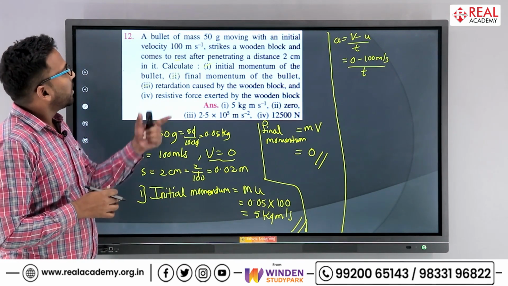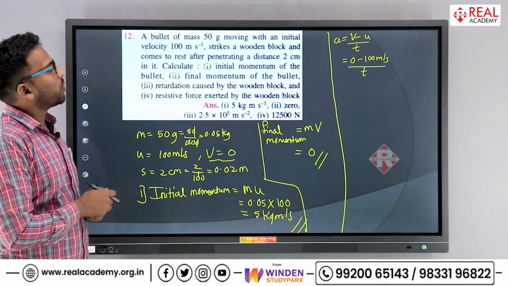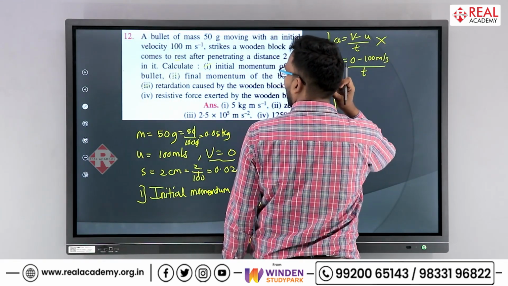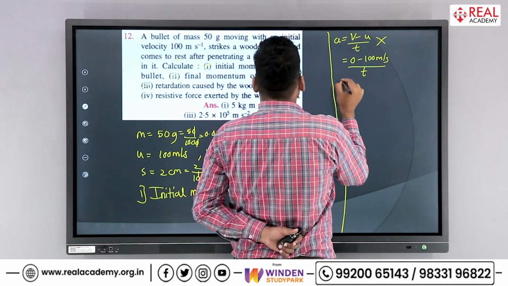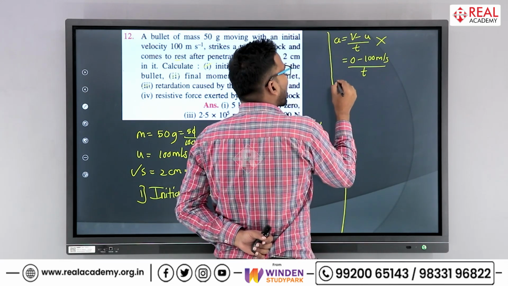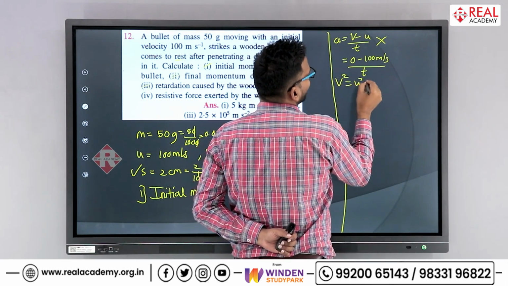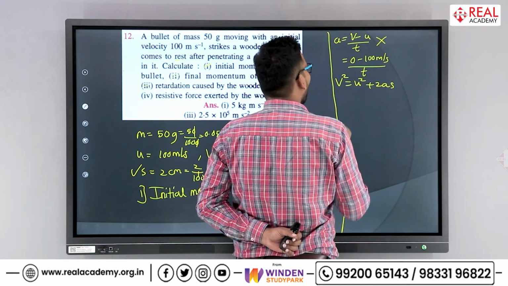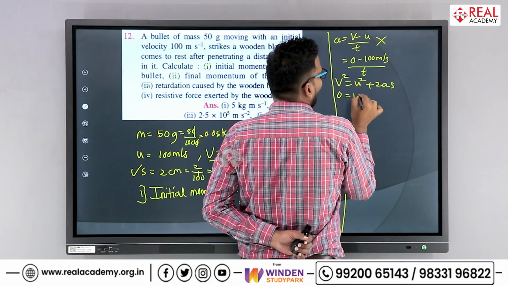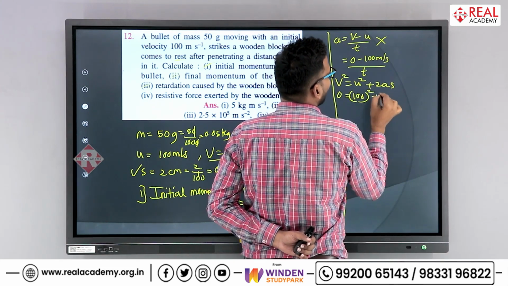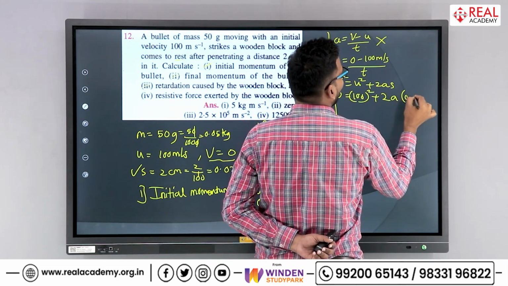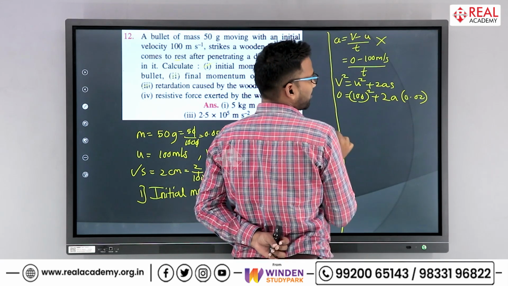So how to calculate this? We can't use this formula then. Then what is the remaining part? You can go with distance. They have given us distance. So simply you can go with the kinematic equation, that is V square is equal to U square plus 2AS. What is V square? 0. U square is 100 square plus 2 into A into S. S is 2 centimeter, that is 0.02 meter.